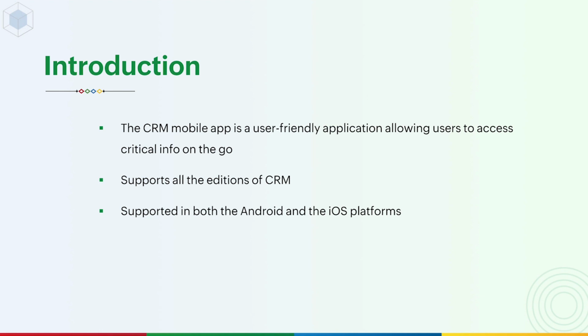Introduction. The CRM mobile app, as the name proposes, is the mobile version or a convenient extension of the CRM desktop site that lets you stay on top of your business by allowing you to access critical CRM data and features on the go. In today's session, we'll see what the CRM mobile app is all about, how to use it, and how useful it will be for a business. The CRM mobile app is a user-friendly application that is free of cost and can be used across all the editions of the CRM, ranging from the free edition to the ultimate edition.